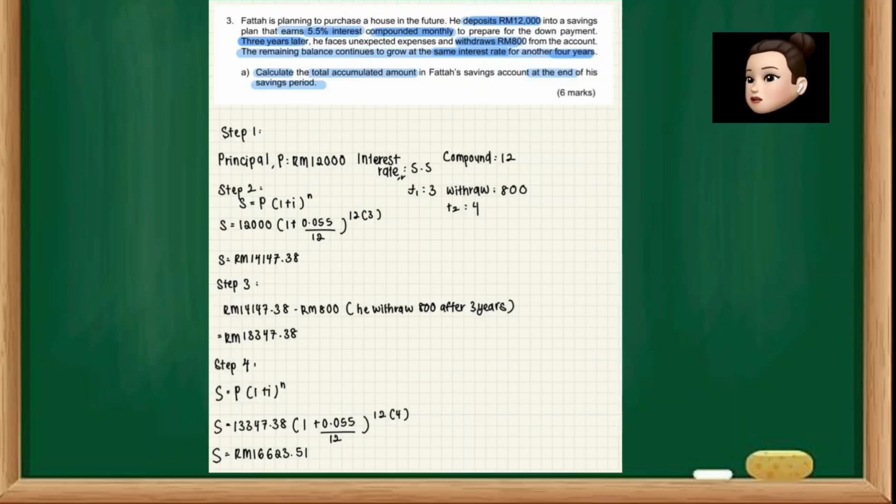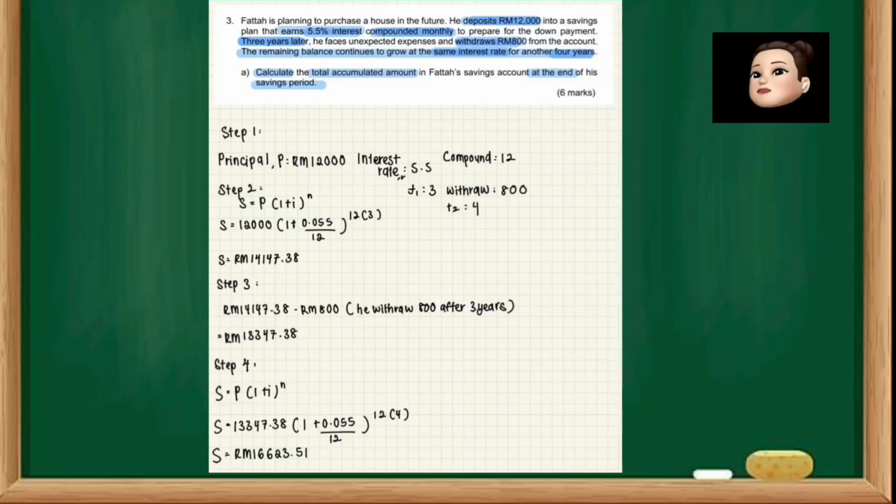Using the compound formula, which is S equals P times 1 plus I to the power of N, we substitute the information into the formula, which is S equals 12,000 ringgit times 1 plus 0.055 over 12 to the power of 12 times 3, and the answer is going to be 14,147.38. Then we need to subtract the withdrawal amount, which is 14,147 ringgit 38 cents minus 800 ringgit, and it's going to be 13,347 ringgit 38 cents.